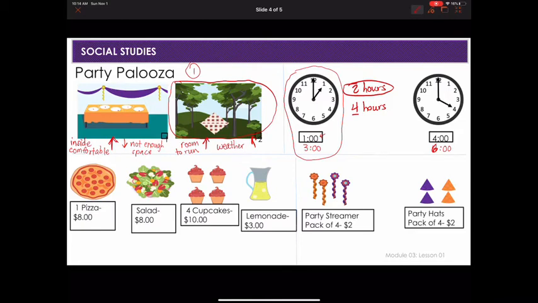Well, I could get pizza, salad, cupcakes, or lemonade with $20. I know that a lot of people like pizza, right? Salad is also very delicious, and some people can't always eat pizza. Cupcakes go with a birthday party for sure, and lemonade. So some things that I want to consider are what do people like to eat? What do I want to eat for my birthday party? And how much money do I want to spend?